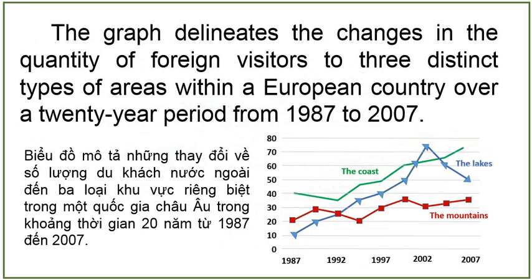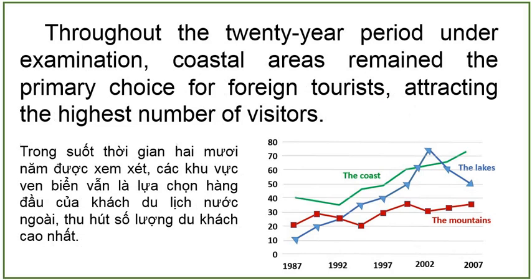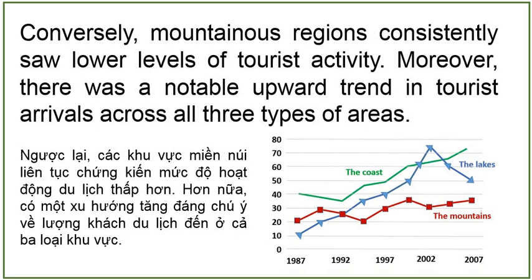The graph delineates the changes in the quantity of foreign visitors to 3 distinct types of areas within a European country over a 20-year period from 1987 to 2007. Throughout the 20-year period under examination, coastal areas remain the primary choice for foreign tourists, attracting the highest number of visitors. Conversely, mountainous regions consistently saw lower levels of tourist activity. Moreover, there was a notable upward trend in tourist arrivals across all 3 types of areas.